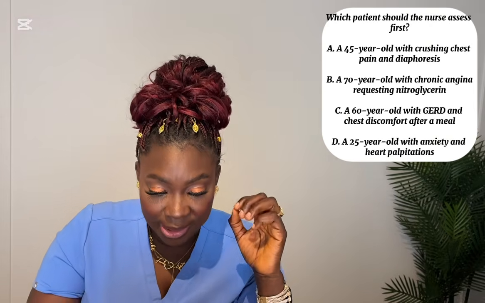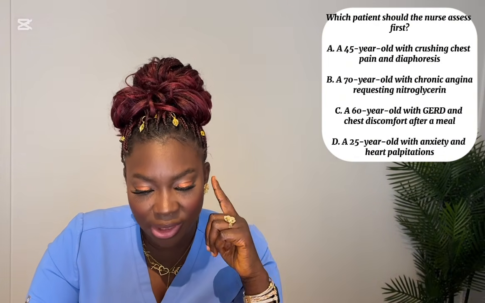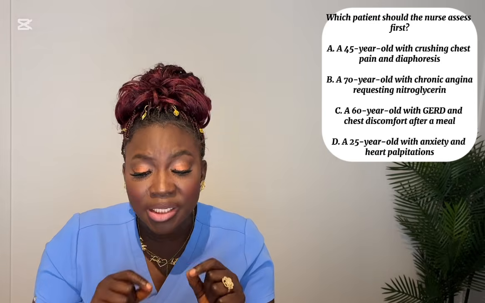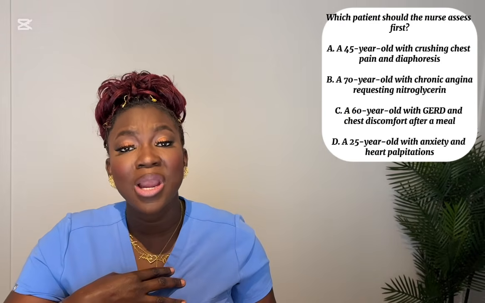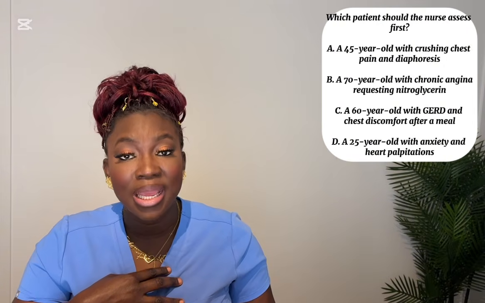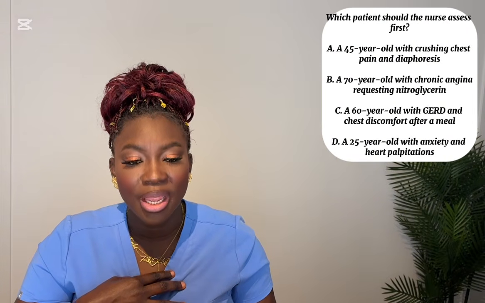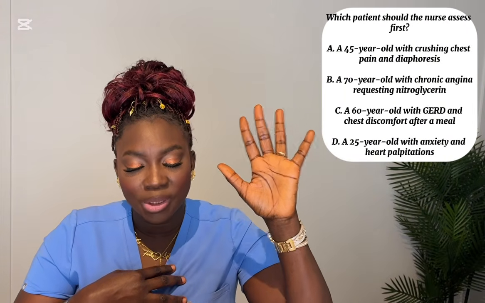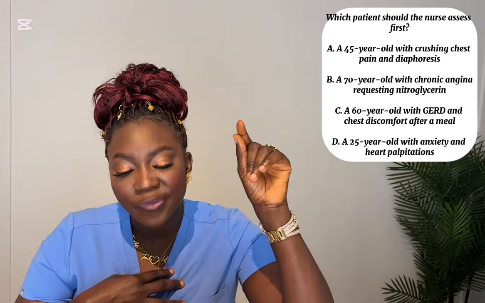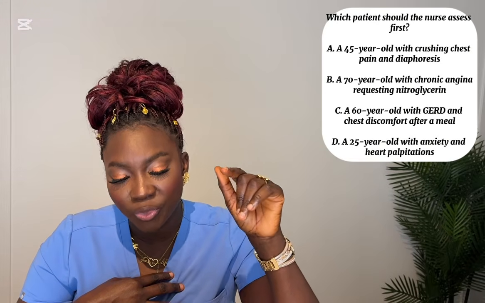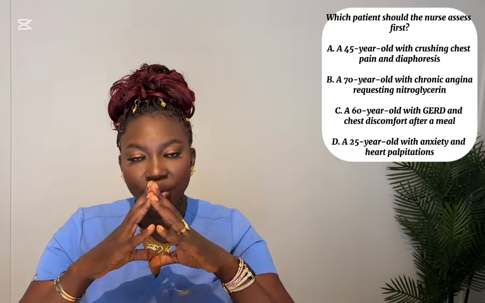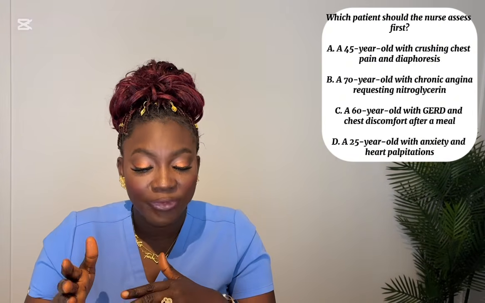And guys, the right answer is A, a 45-year-old with crushing chest pain and diaphoresis. Why? Crushing chest pain and diaphoresis is indicative or suggesting MI, myocardial infarction, heart attack, right? I know you might be contemplating between A and B, a 70-year-old with chronic angina requesting nitroglycerin. But let me explain this to you. Let me differentiate myocardial infarction versus angina.